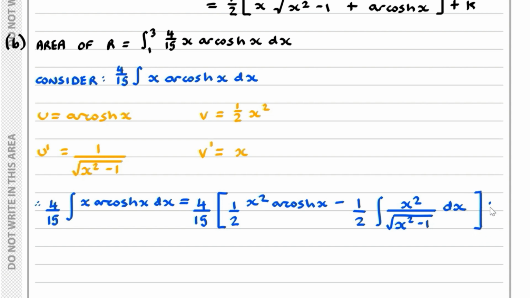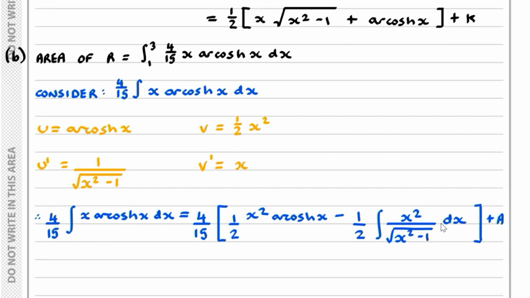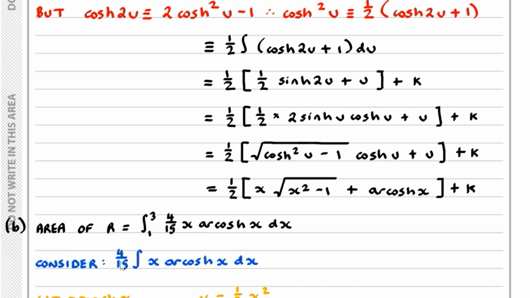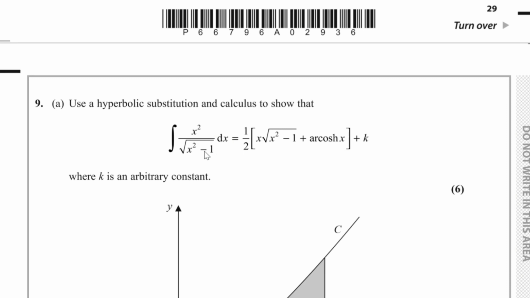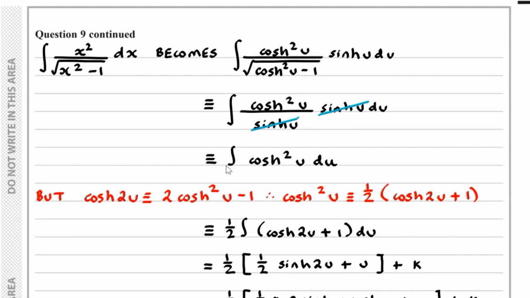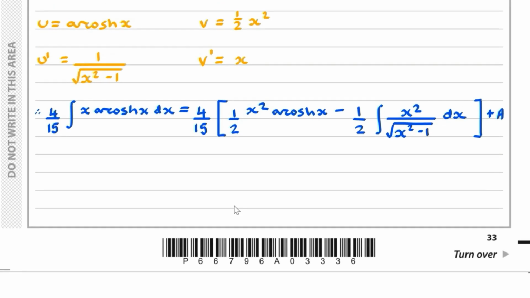And we add on some constant of integration. We'll call it a for a moment. Now, the justification for us to have u and v dash in this order, you can see it worked out quite nicely, that when we substitute it back into the integration by parts formula, we ended up with an integral of x squared over square root of x squared minus 1, which is what we worked out in part A. And that was a suggestion for us. We could use our result from part A.